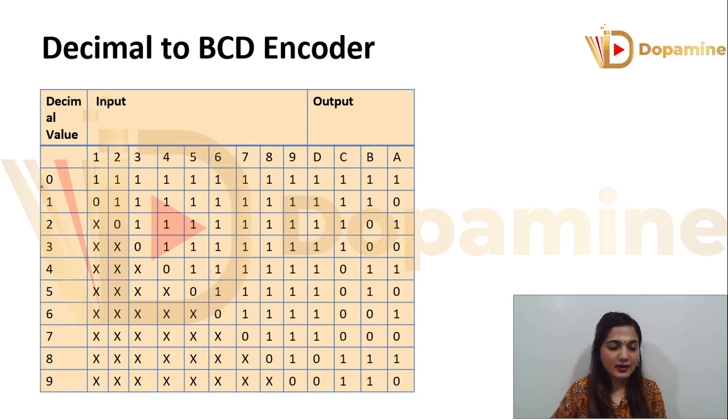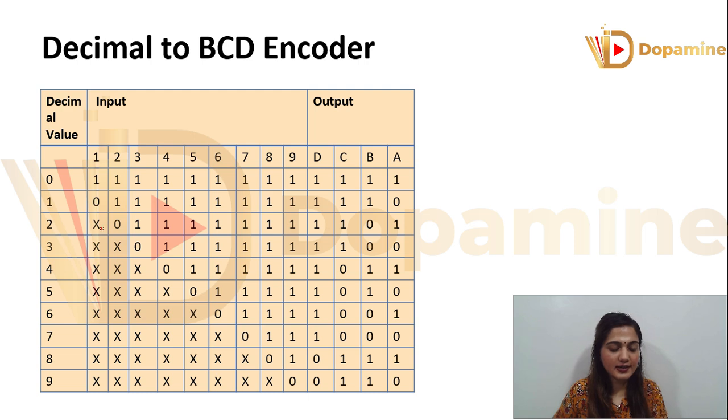So if we have the decimal value 0, for that everything must be set. So all of the inputs, all of the outputs must be set. So 0 is represented by all ones. So A, B, C, D and 1 to 9 input pins are all ones. For 1 we are representing it as 0, 1, 1, 1, 1, 1, 1, 1, 1, right? So only 1 is 0, rest all are ones. Then the output is represented as 1, 1, 1, 0.